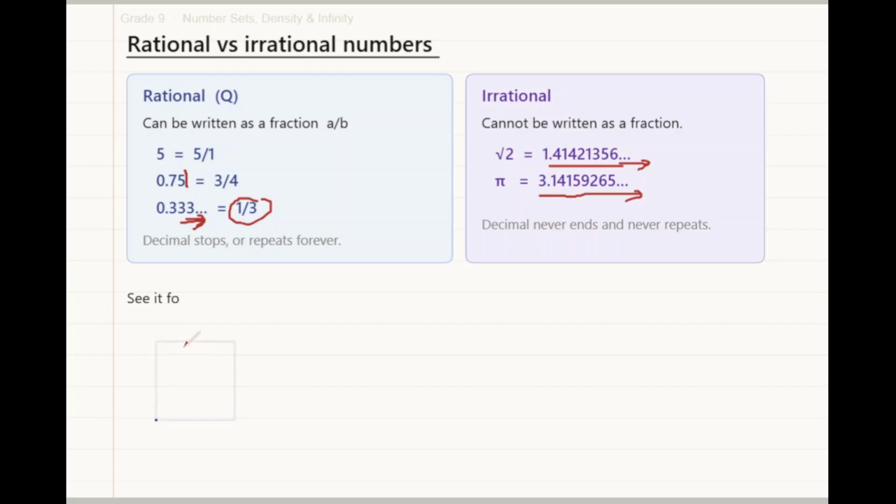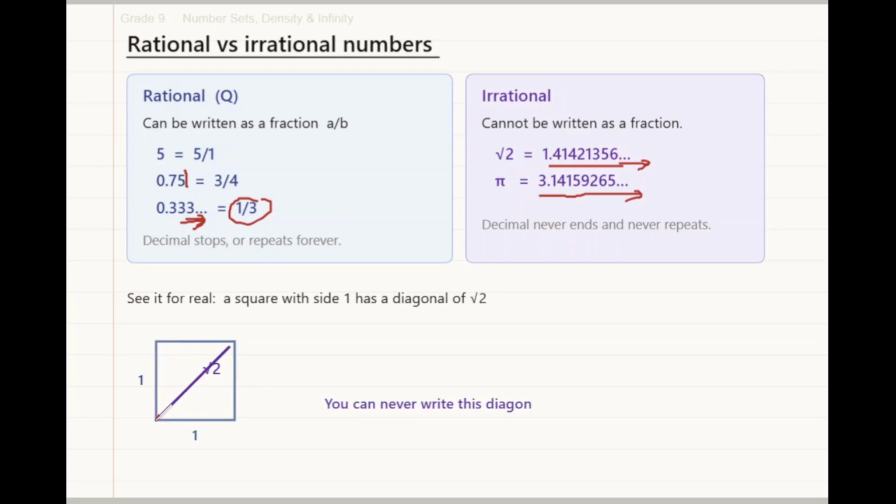Let's look at a real example here. If you draw a square of size 1 and join one corner to the other, what you get is the diagonal, and the size of this diagonal is square root of 2, which is an irrational number, and this cannot be defined as a fraction.